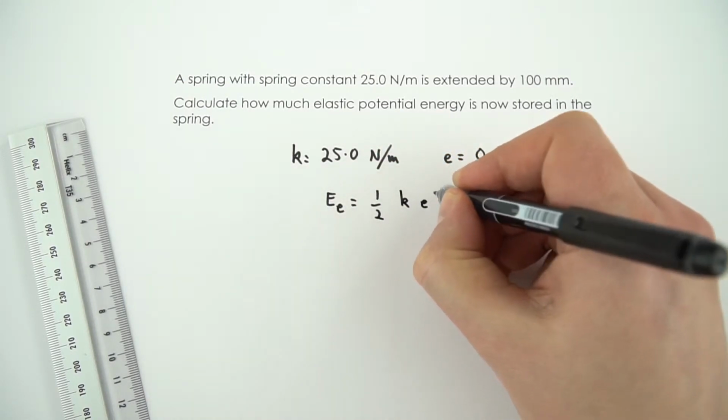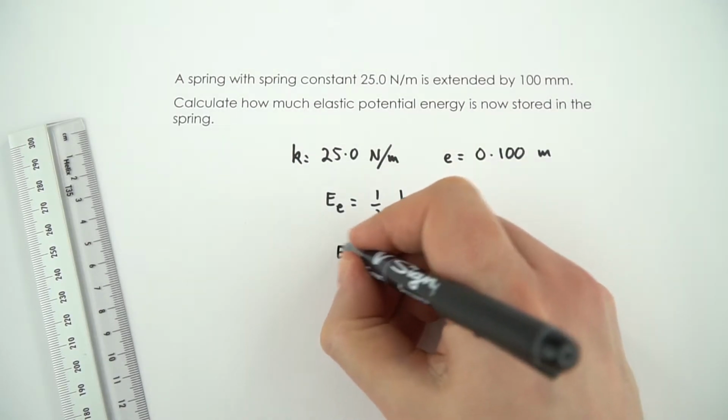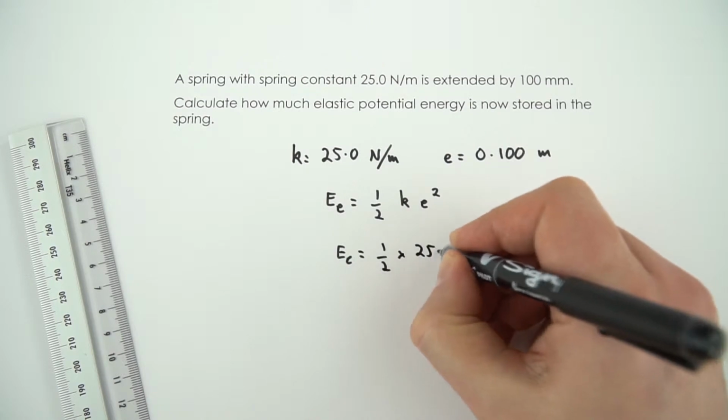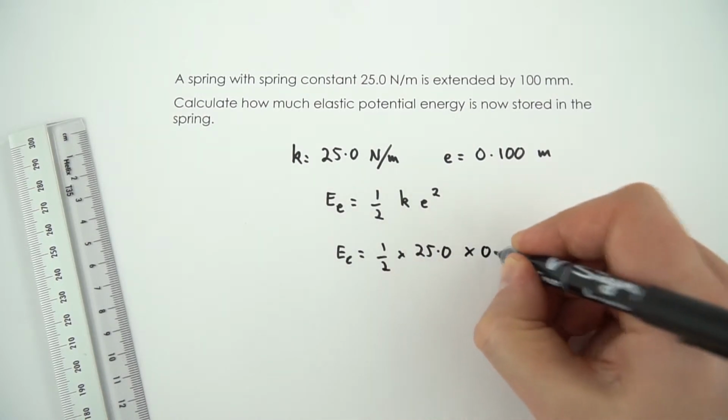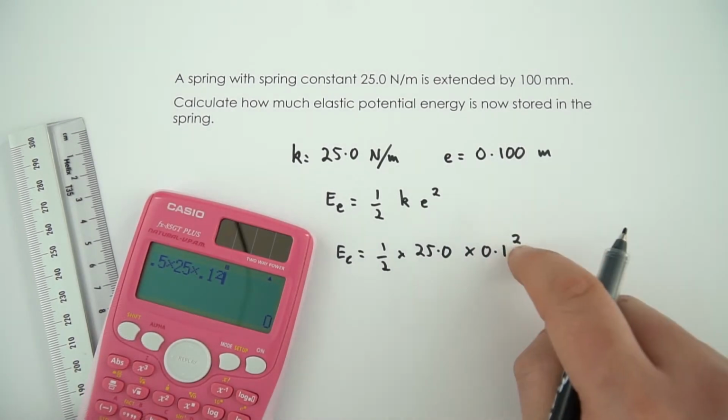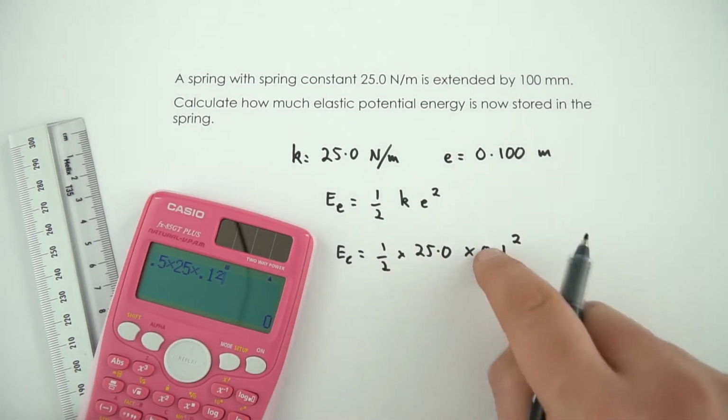Now, to work out the amount of elastic potential energy, that's going to be equal to a half times k times e squared. And therefore, we can just write this as a half times 25.0 times 0.1 squared. And again, it's important that we only square the extension, not this whole number here.